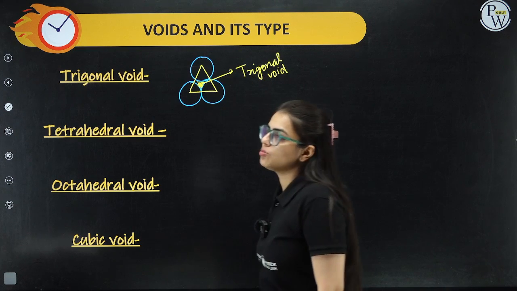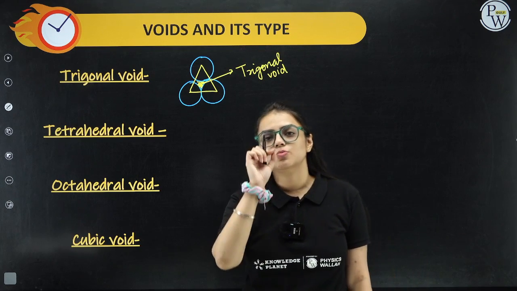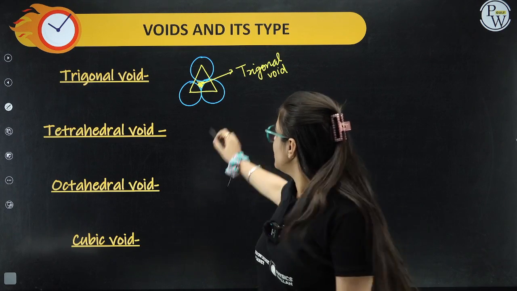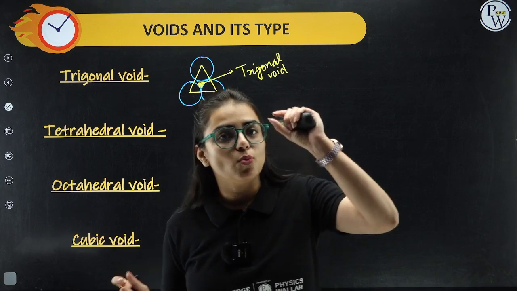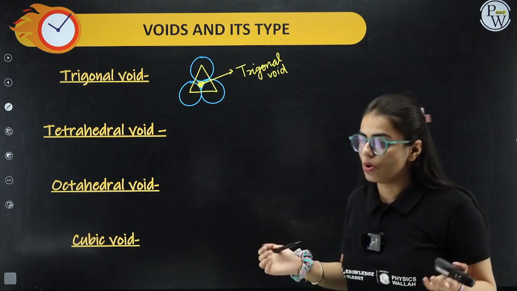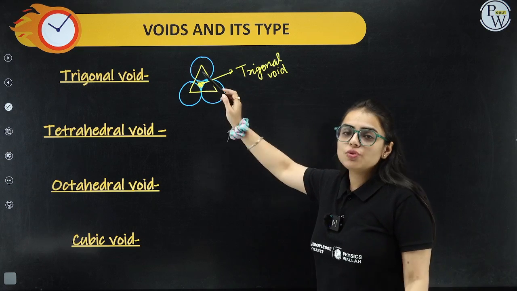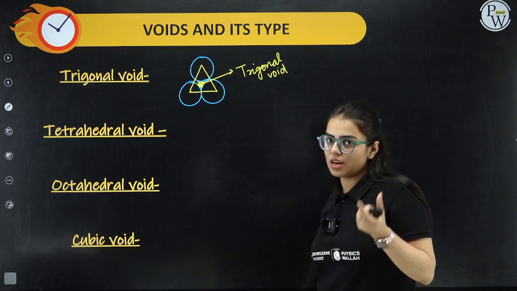If you keep an atom over here, you will write its radius as small r, and the radius of the bigger atom will be capital R. So you are going to calculate the relationship between the void's radius and the atom's radius also. How are you going to calculate the radius of the void? You are going to keep a small atom over here and calculate.